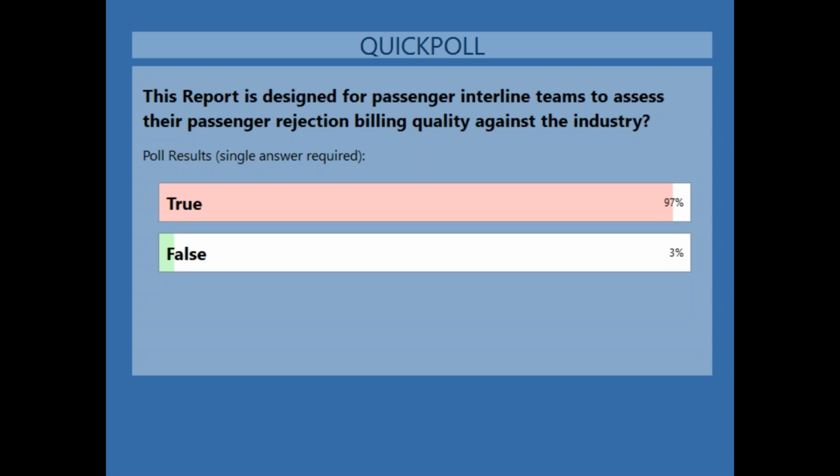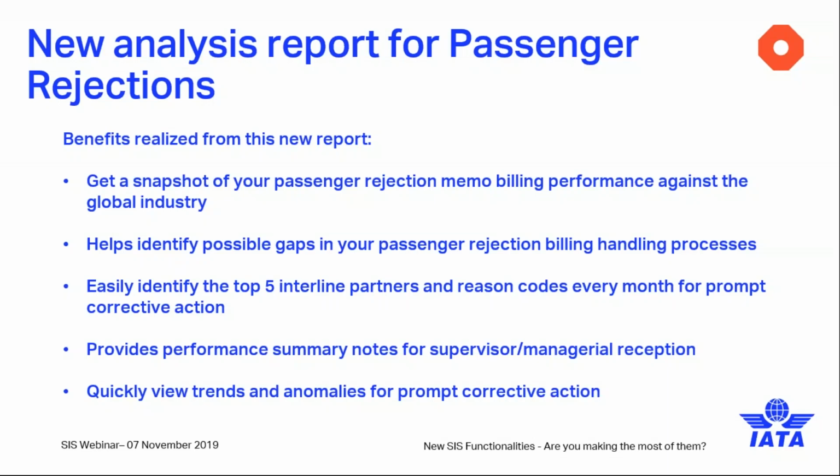Perfect, thank you. The correct answer is true. This new report does allow you to assess your billing quality performance against the industry. We highly recommend for those of you in the passenger interline teams, if you do not yet have access to or you have not seen this report, please talk with your super users and see if you can get access to this report on a monthly basis. They are produced for you, so you can take corrective action monthly and assess your performance against the industry on a regular basis. So we move on to the next section now.